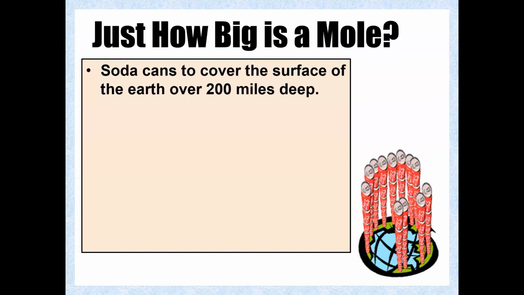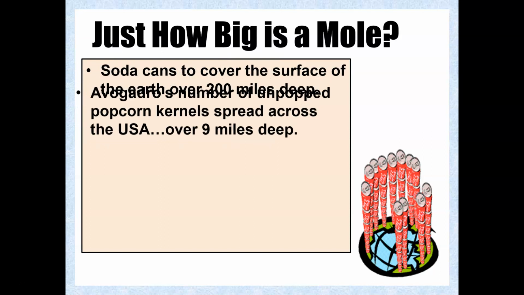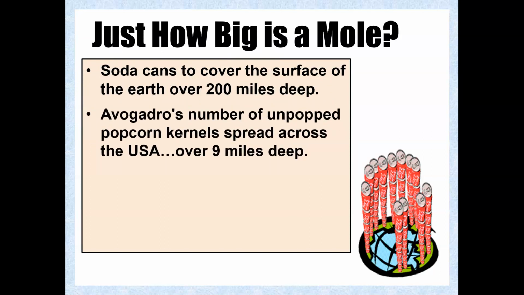So a mole of soda cans would cover the surface of the earth, and it would have to be 200 miles deep to get enough soda cans. That's how many soda cans that would be. A mole of popcorn kernels would spread across the entire United States, and it would be 9 miles deep.